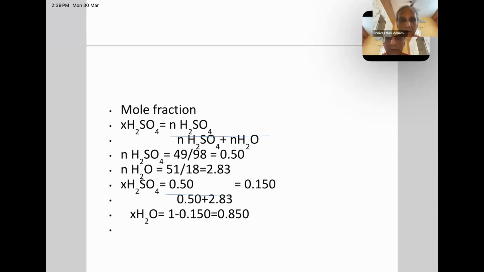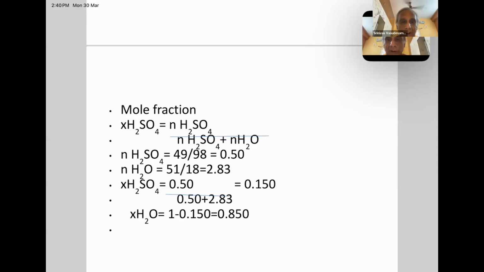Number of moles of sulfuric acid is 49 by 98, 49 grams of sulfuric acid, molecular mass is 98, so 0.50. Number of moles of water, 51 grams of water divided by molar mass of water, which is 18, gives 2.83. Total number of moles is 3.33.